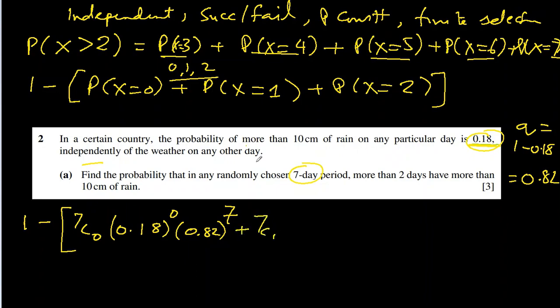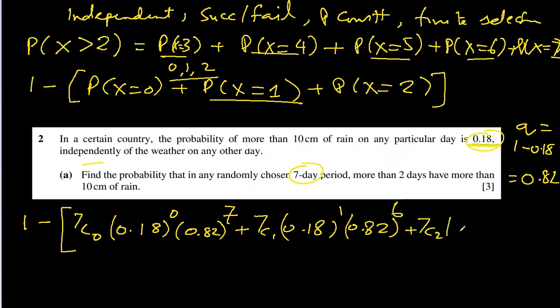Then 7C1 for this one, 0.18 to the power 1, and no rain more than 10 centimeters on 6 days. 6 plus 1, 7 days. Then 7C2, 0.18, 2 days success, 5 days failure. And now just evaluate them one by one or together, is your wish. I would recommend that do it one by one.